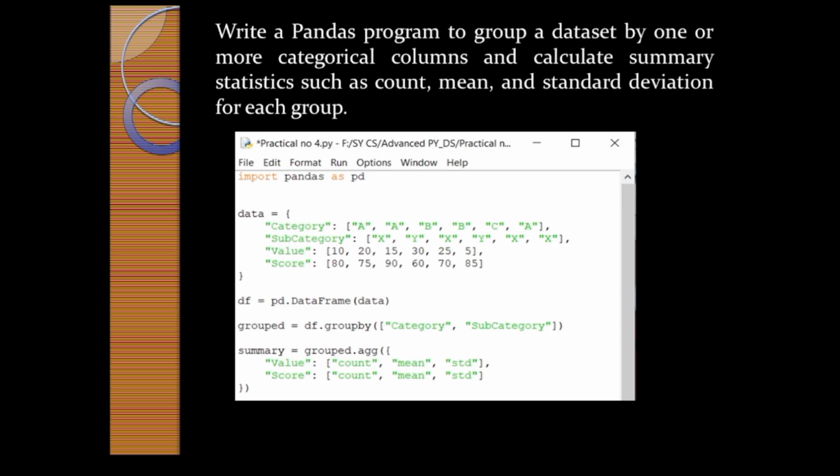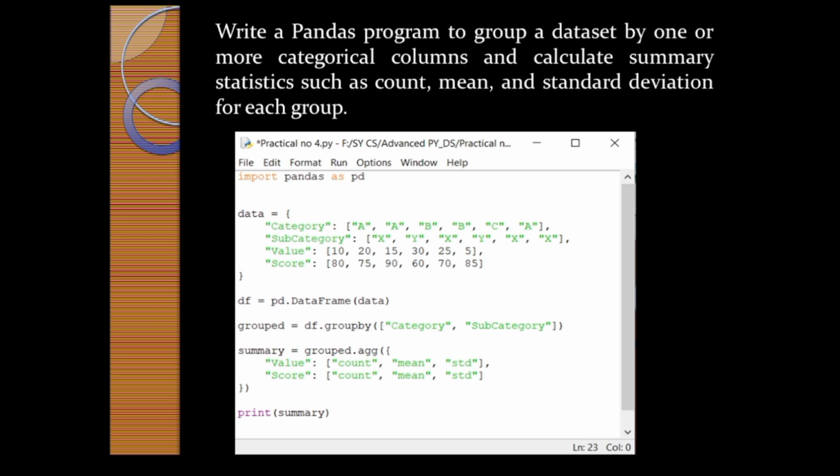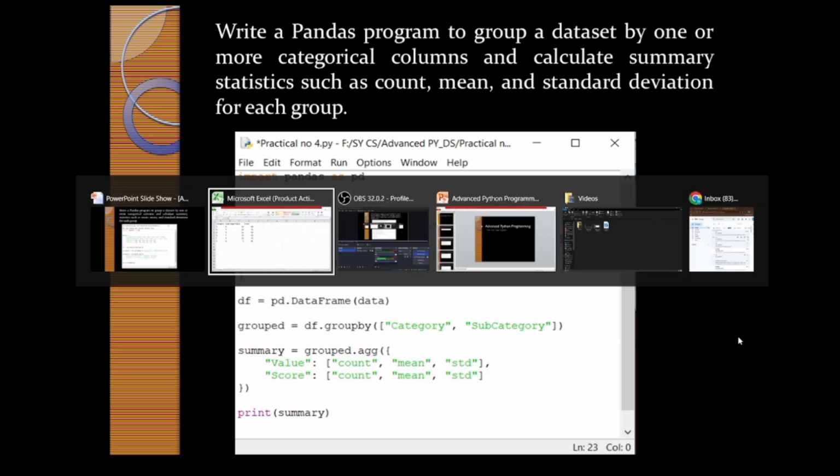Summary is equal to group.agg, which has value and score with count, mean, standard deviation, which applies the aggregate function on each group. For the value column, it calculates the count, mean, and standard deviation. Same thing for the score also. And print(summary) displays the final group summary table after all the calculations. I'll show you how the grouping is formed.